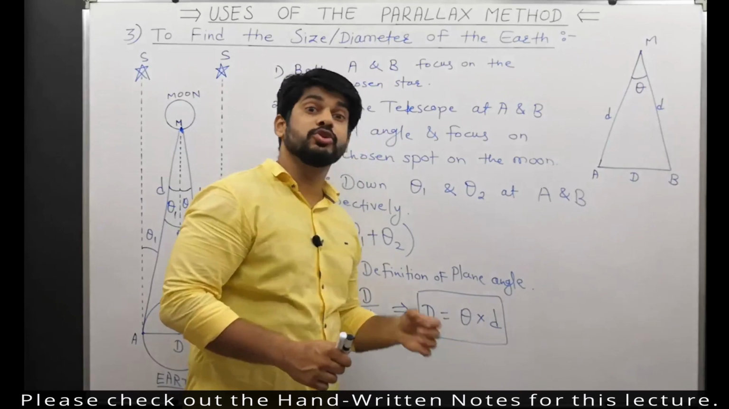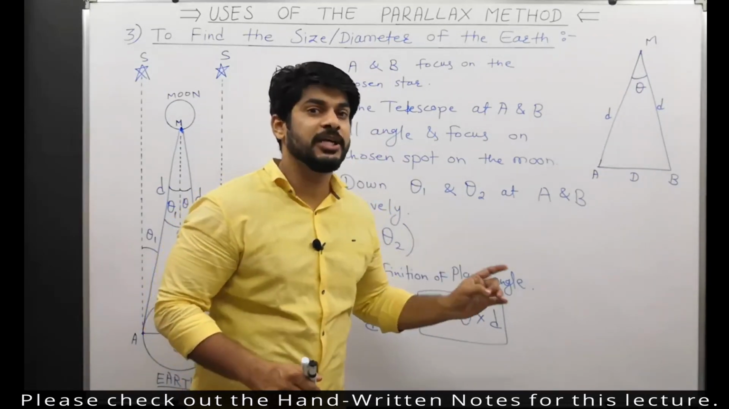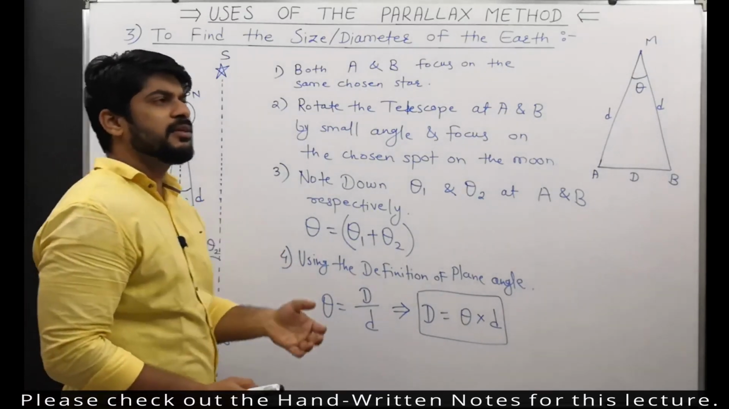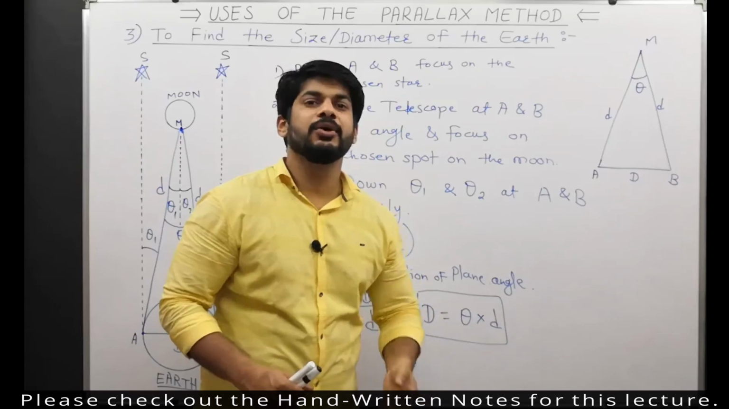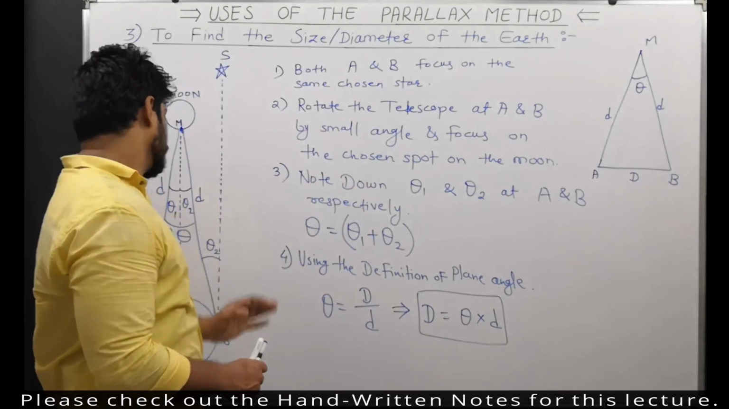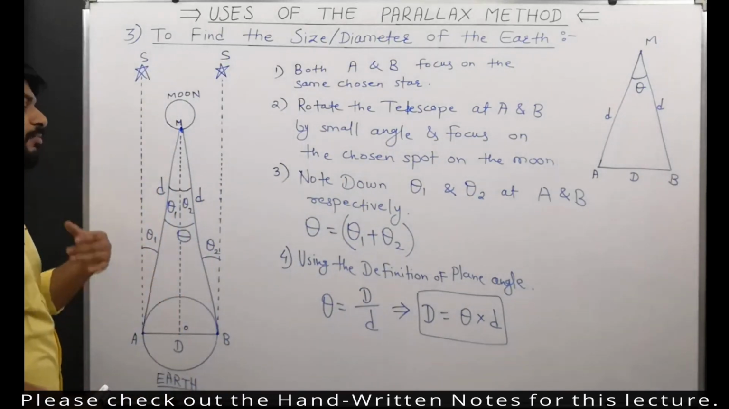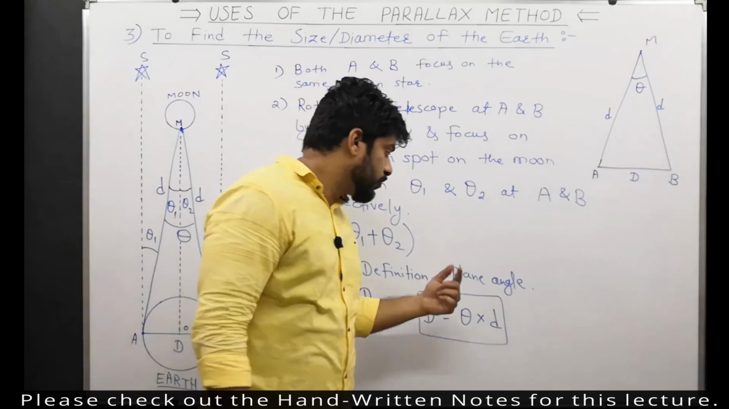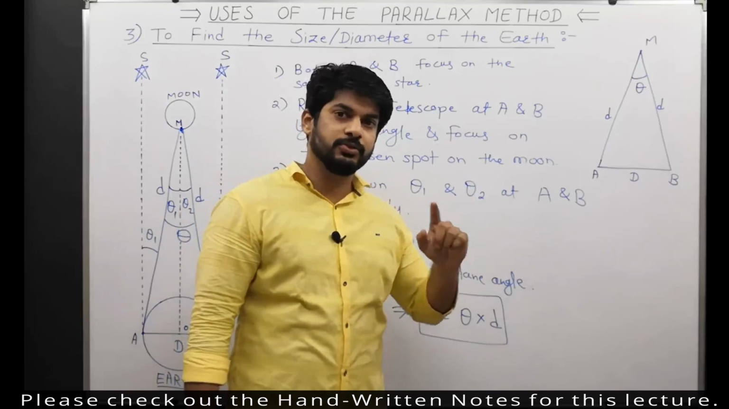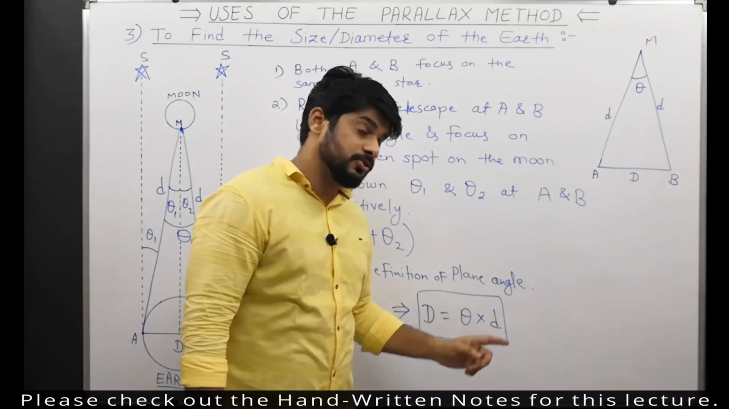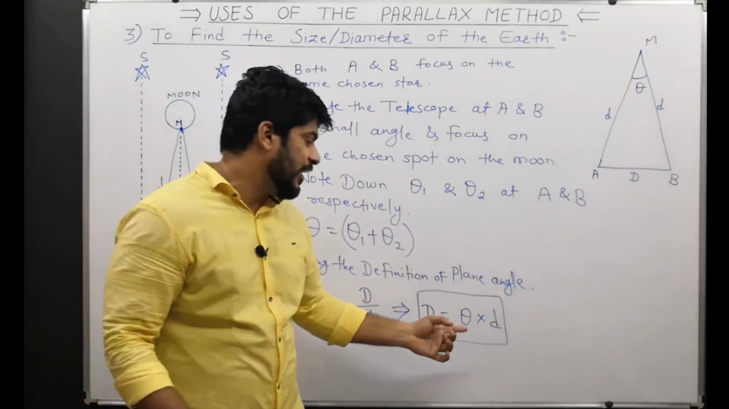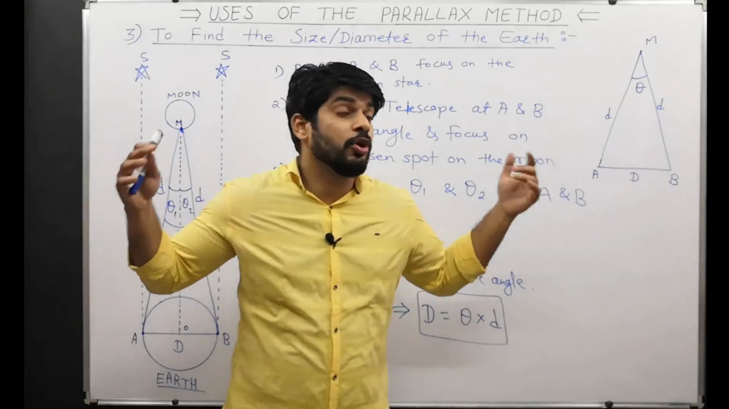The only thing is this theta should be in radian, that is the SI unit. When you do the experiment, you will get these angles in degrees, or generally in minutes or seconds. Once you get these numbers in minutes, first convert them to radians. There is a conversion factor, which I have talked about in my previous lectures. Convert this to radian and put the value over here. That's it. Your job is done.